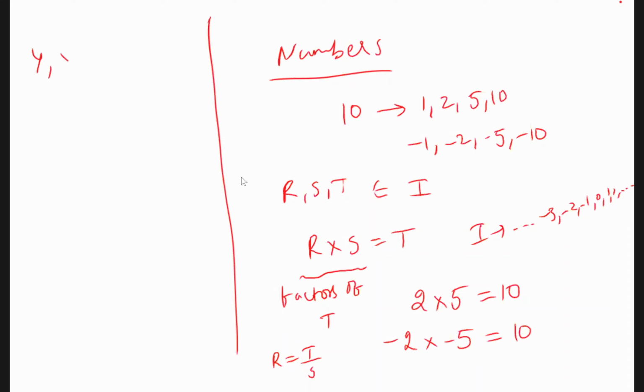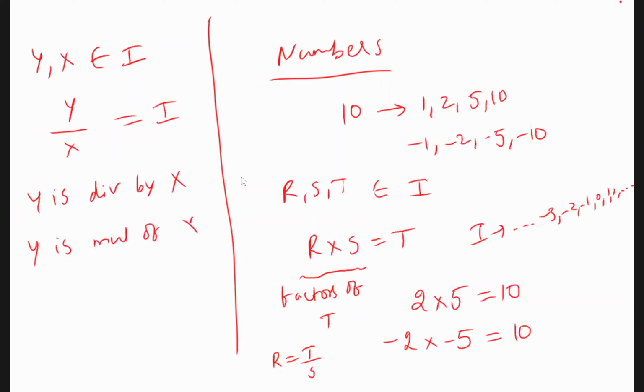If y comma x belong to integers, and y divided by x gives an integer, then y is said to be divisible by x, or y is a multiple of x, or x is a factor of y.